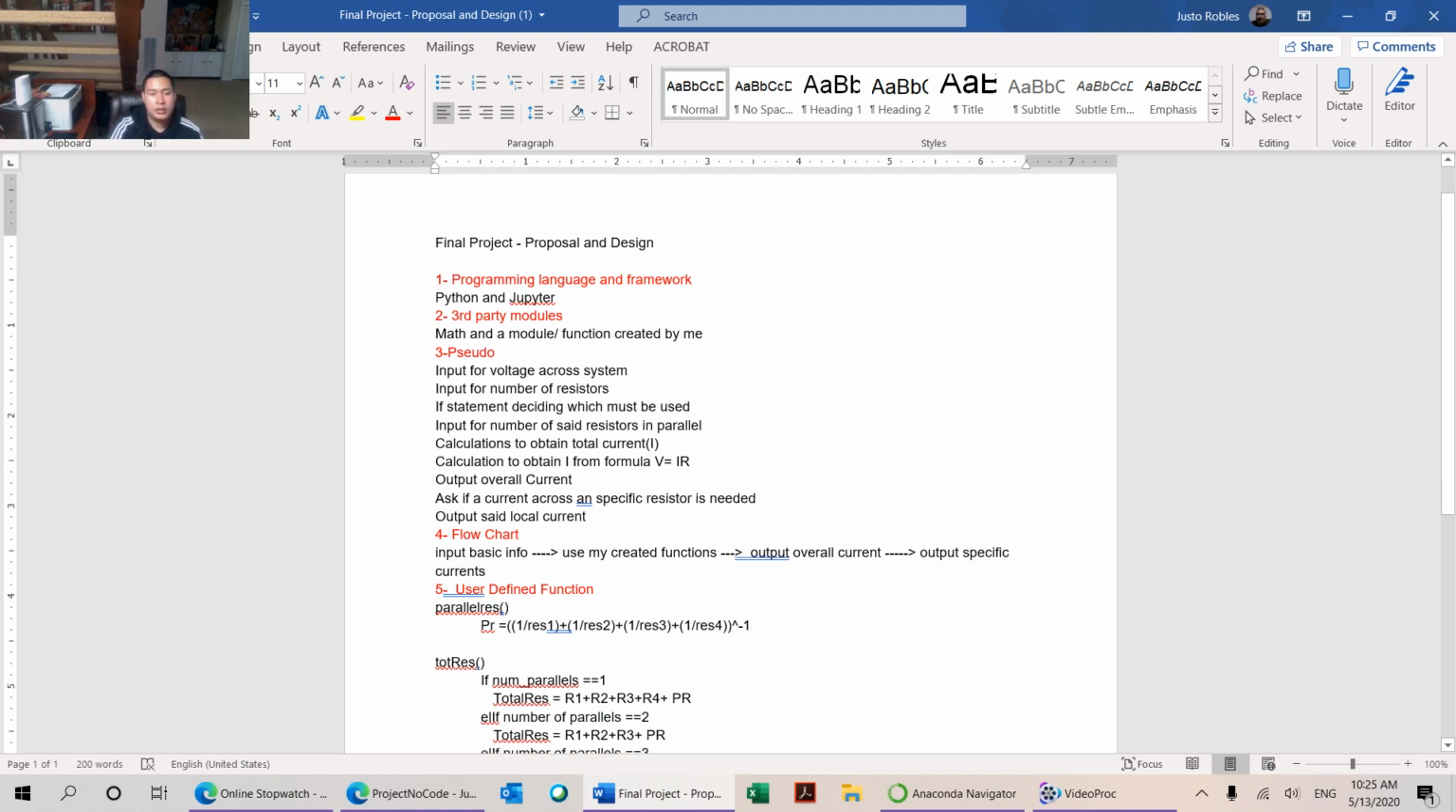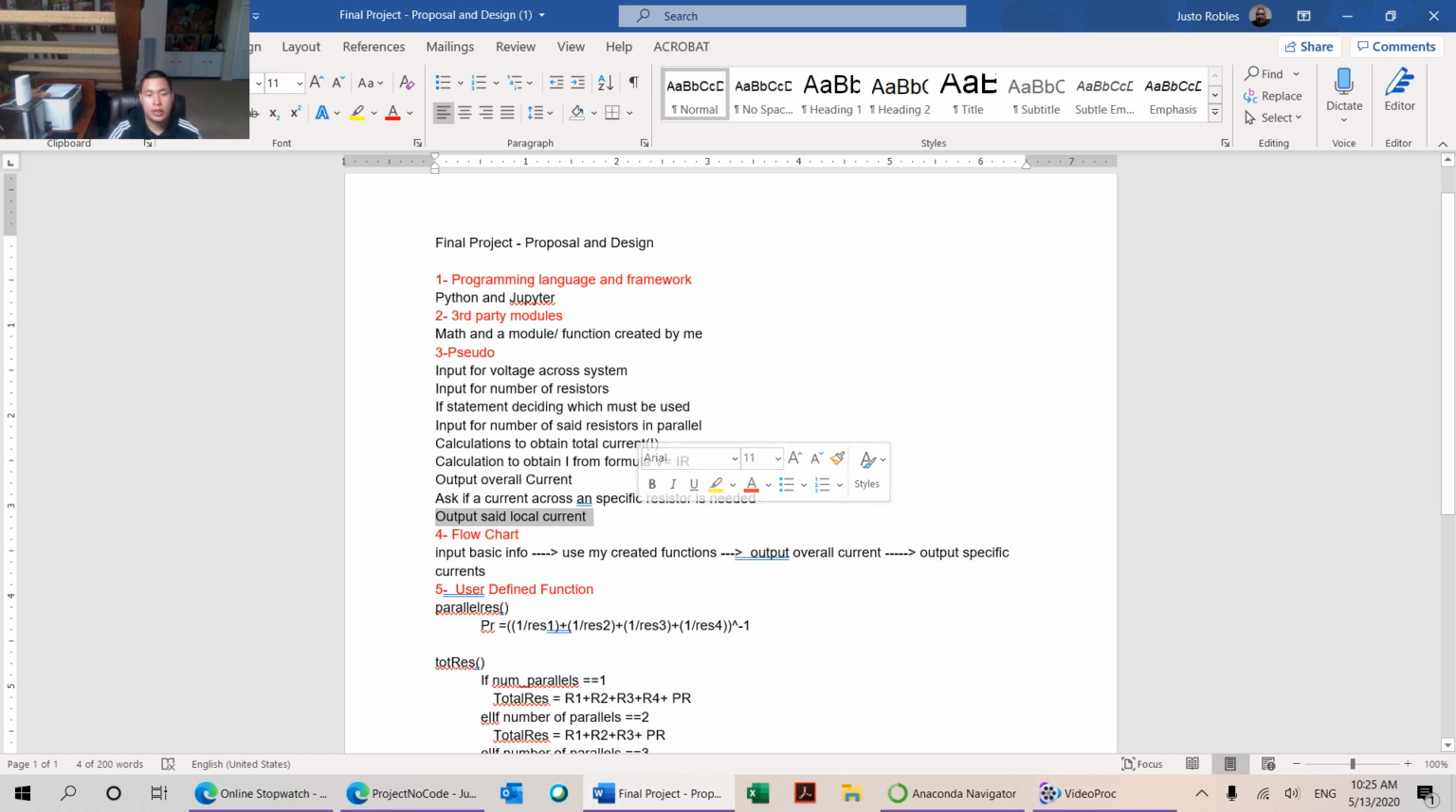And then after that, I'll calculate I, or current, using this formula right here, V equals IR, or in my case, I equals V over R. I'm going to output the overall current and then ask you for a specific resistor in the system. I'm going to ask you the resistance of that resistor and the voltage, and I'm going to give you the specific current for that resistor. Okay.